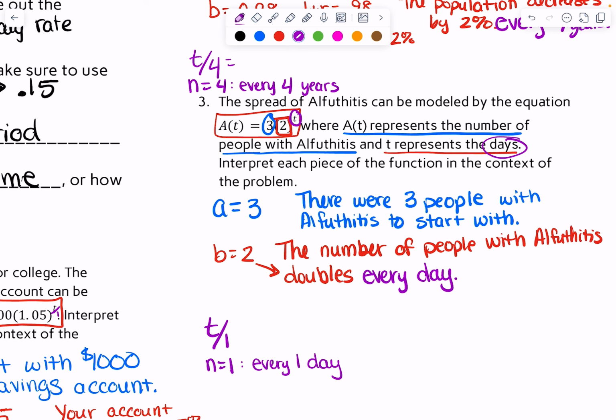So when you're asked to interpret each piece of the function in the context of the problem, these are essentially the 2 sentences we are going to be writing about. What is the initial value in the context of the problem, and then also what is happening? How is the function increasing or decreasing, and how often? So just those 2 sentences, putting together your A, and then your B and the interval of time.